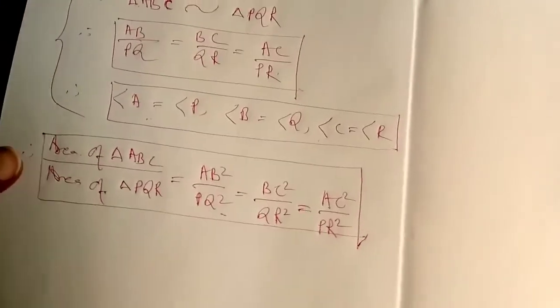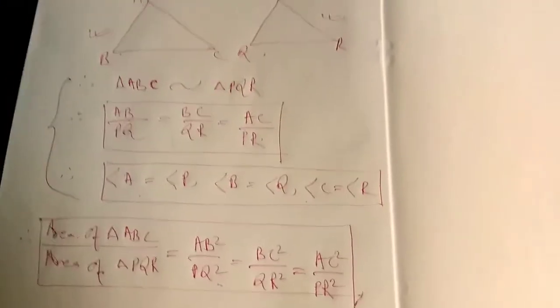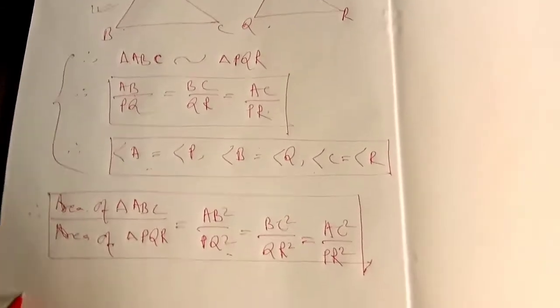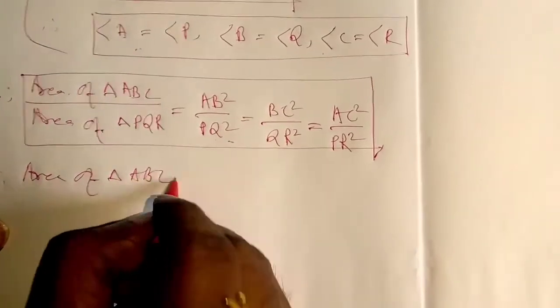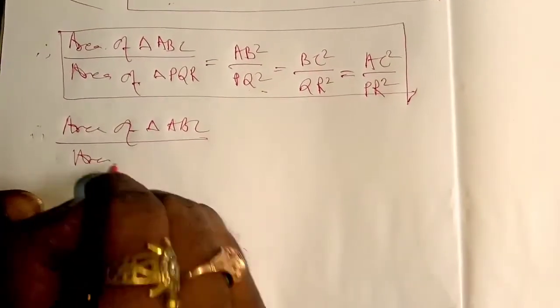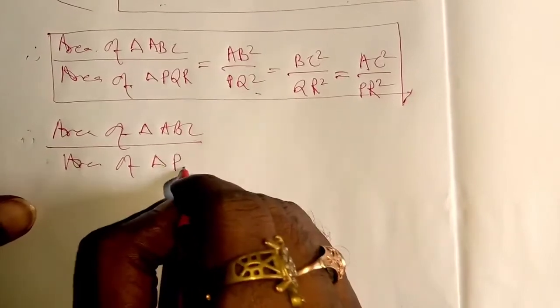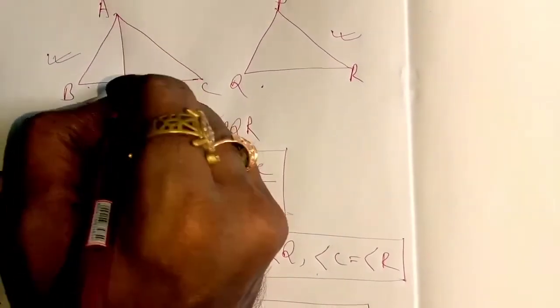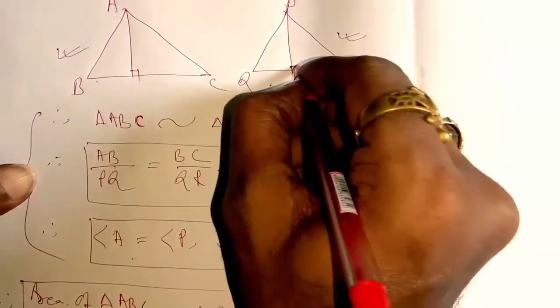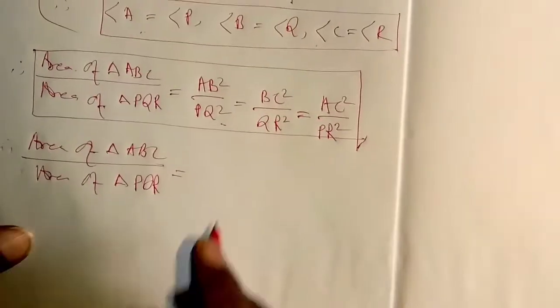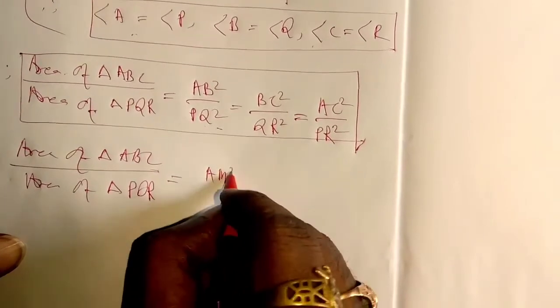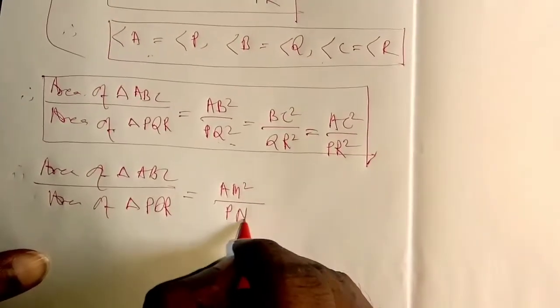Just to see similar: already I have told, if two triangles are similar, the side ratio is the same. Again, area of triangle ABC divided by area of triangle PQR will be equal to the altitude ratio. If I draw a perpendicular here, this is called the altitude. Let us name it AM, and this is PN. That means AM square by PN square.